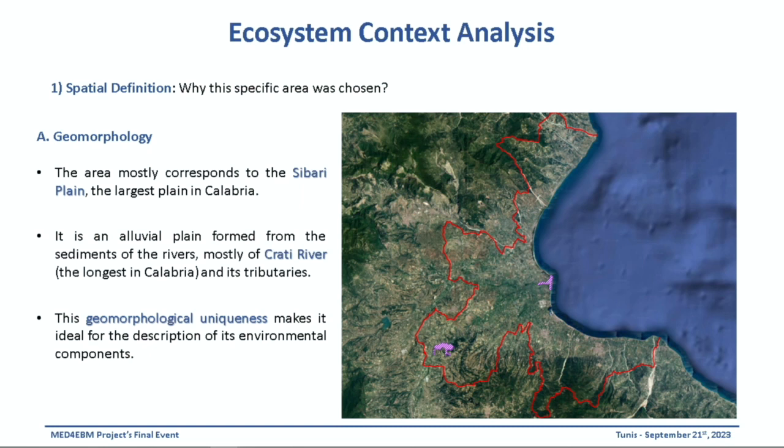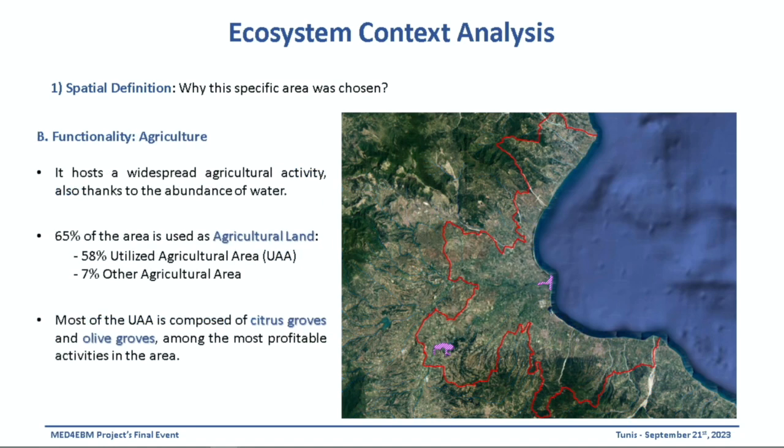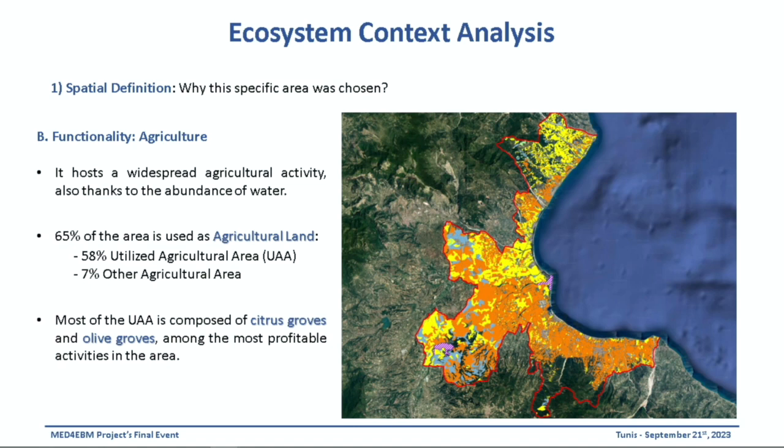But why did we choose specifically this project area? For three reasons. The first one, geomorphological uniqueness. This is an alluvial plain that is formed from the Crati River sediments and its tributaries' sediments. The second reason is that we have a uniqueness also in the functionality of the area, and it hosts a widespread agricultural activity, as you can see from the land cover map. The orange areas are more or less the citrus groves and olive groves, which is the most important production in terms of agriculture in our project area. And the overall agricultural land covers 65% of the area, which is a lot.